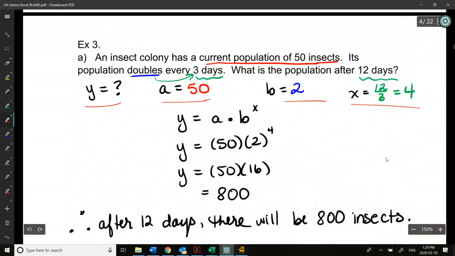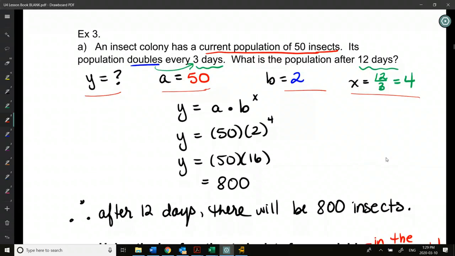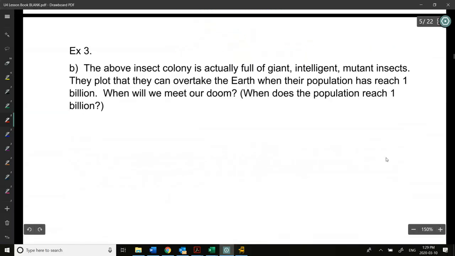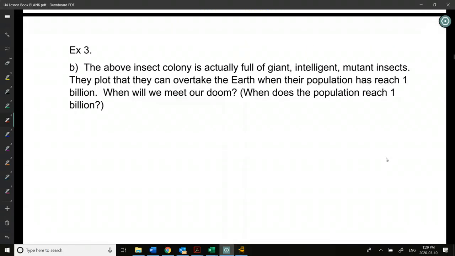All right, so there's a part B to our question from above. So we had an insect colony. It had 50 insects. It was doubling every 3 days, okay? Now, plot twist, the insect colony is actually full of giant, intelligent, mutant insects. They plot that they can overtake the Earth when their population has reached 1 billion. When will we meet our doom? Or in other words, when does the population reach 1 billion?